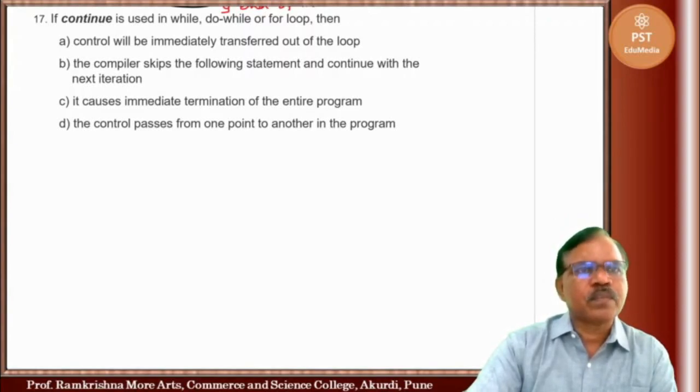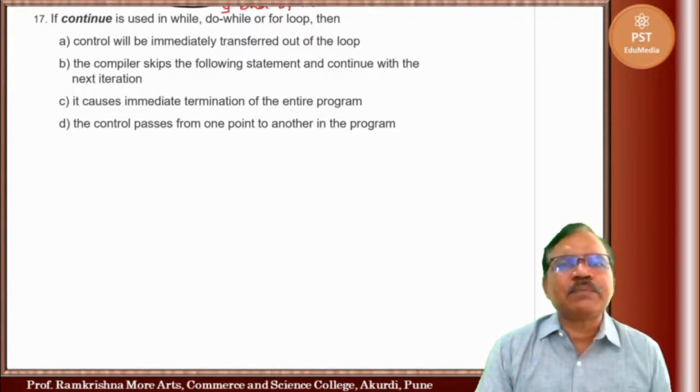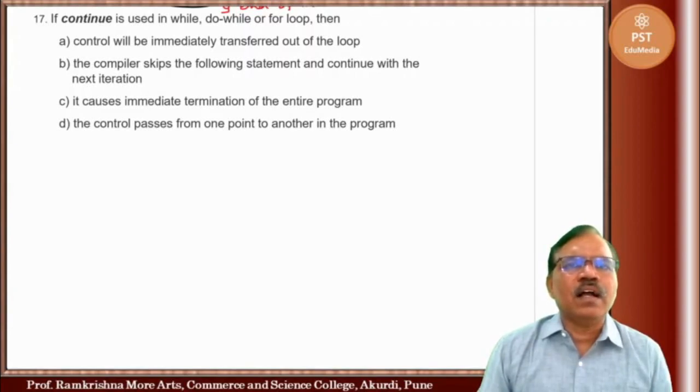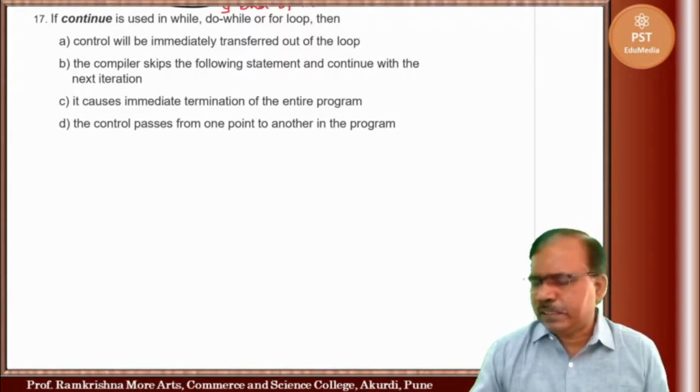Then control will be immediately transferred out of the loop. The compiler skips the following statement and continue with the next iteration. It causes immediate termination of the program. The control passes from one point to another point in the program.